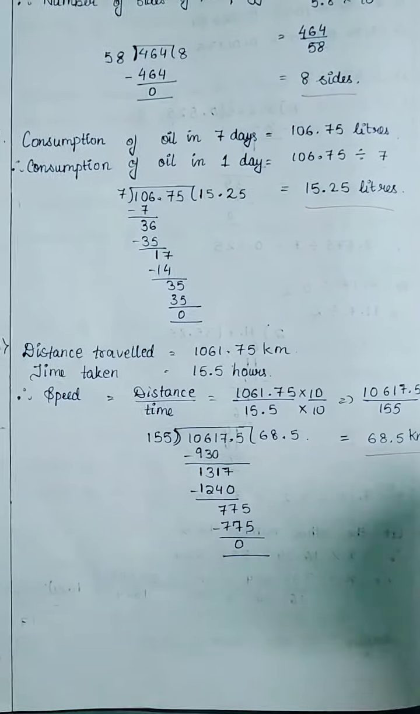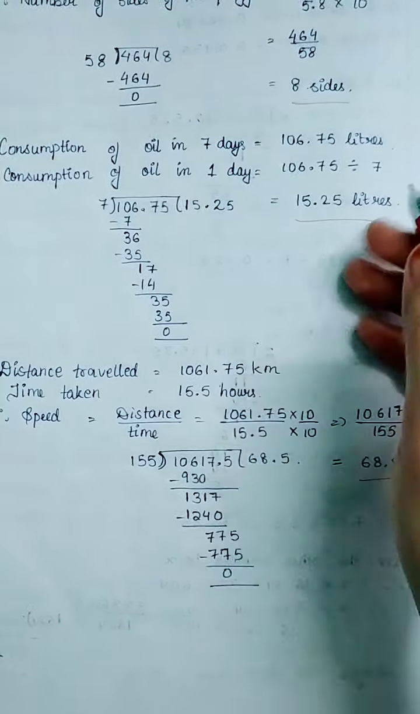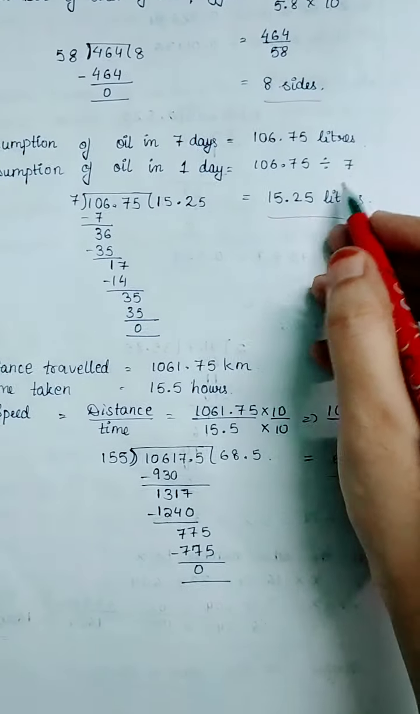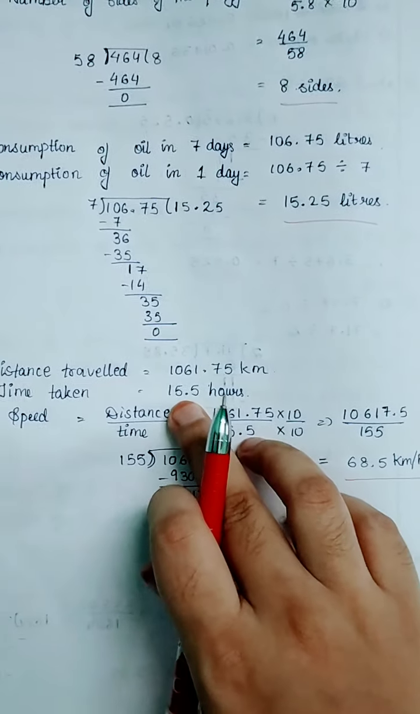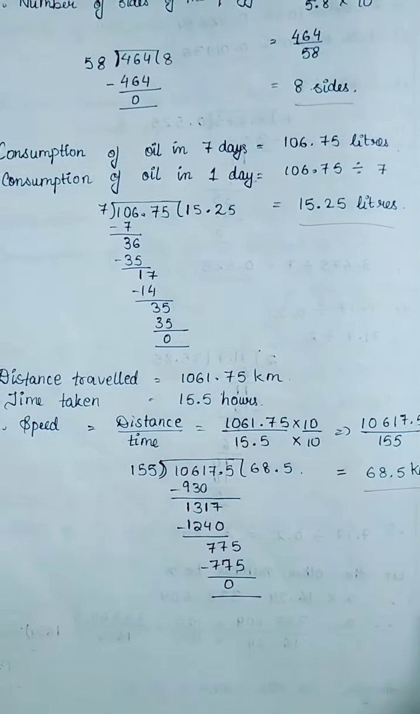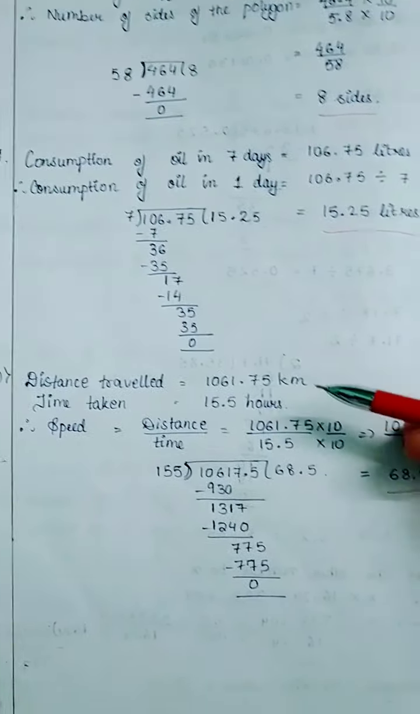If there is a decimal in the denominator part, then we have to multiply by numbers like 10, 100, 1000 according to how many decimal places there are. If there is one decimal place, then we'll multiply with 10. If there are more than one, like 2 or 3 places, then we have to multiply with 100 or 1000. Now the next question is question number 10.